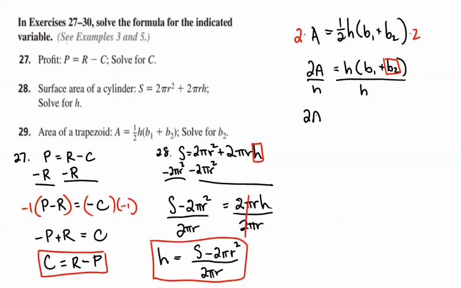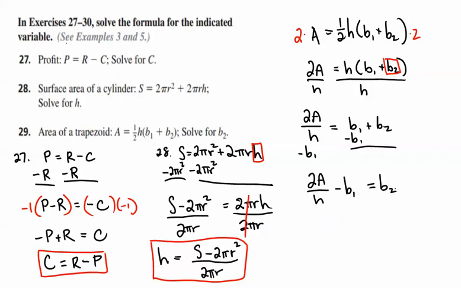and we would get 2A over H is equal to base 1 plus base 2, and then we can subtract base 1, and you would end up with, now the way we write this looks a little complicated, 2A over H, then it's a minus base 1 out by itself over there is equal to base 2.